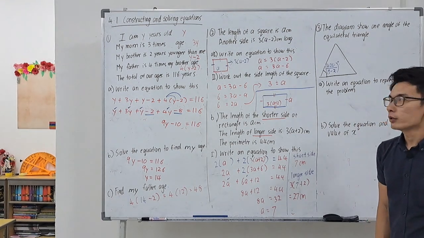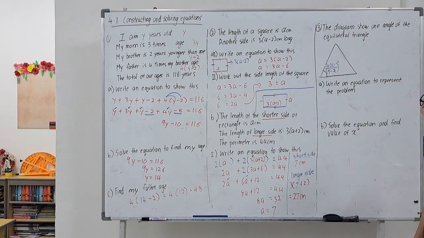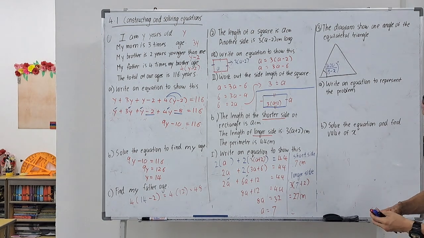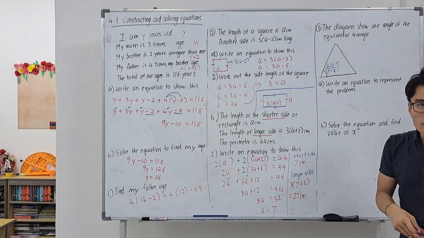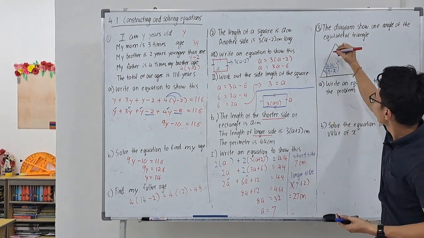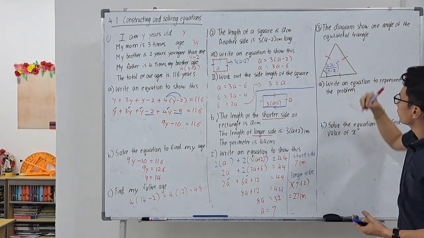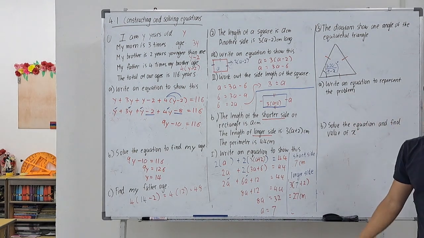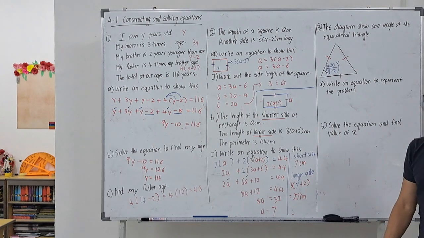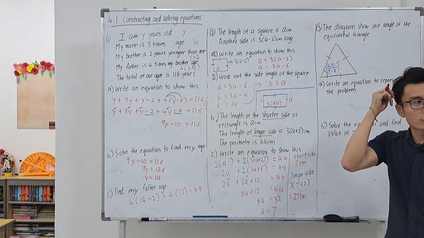All right, so let's see over here what we're dealing with. A diagram shows an angle of an equilateral triangle, which is expressed by this expression over here. And since we are talking about an equilateral triangle, we know that all the sides are the same. All right, so I want to write an equation to represent this problem. Now, before I continue with this, there is something I want to emphasize about equilateral triangles.